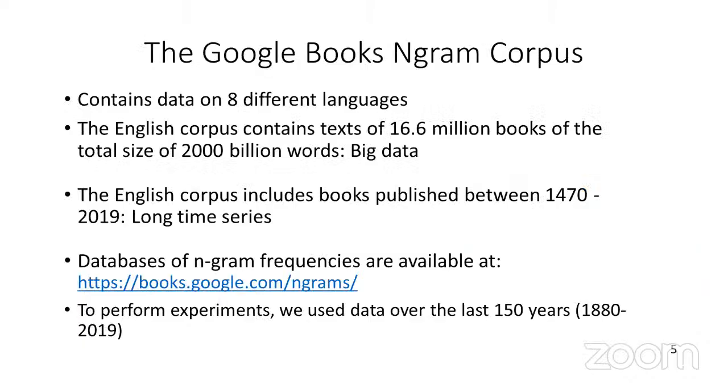Also we used the Google Books Ngram corpus. This corpus contains data of 8 different languages, but we use only the English corpus. It contains more than 2,000 billion words, and we used only the time range from 1880 to 2019. So we use only words from n-grams from this time period.